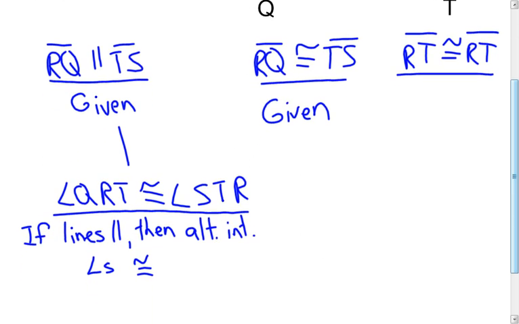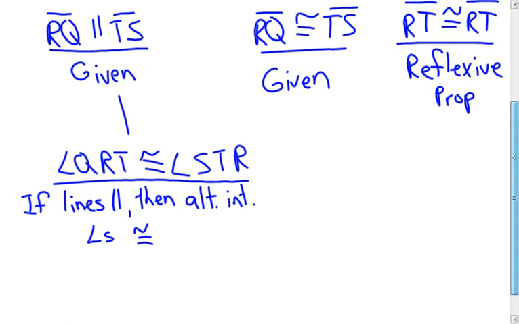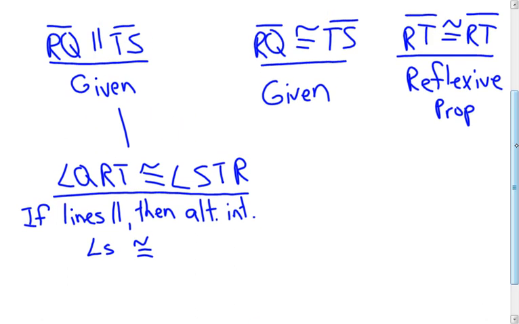And now think back to all those properties that we learned about in chapter 2. This is the reflexive property. And I don't need to connect that to anything because I didn't need to know anything else to know that the segment was congruent to itself. Well, now I have my side, my angle, and my side. And if I know that, I know the two triangles are congruent.